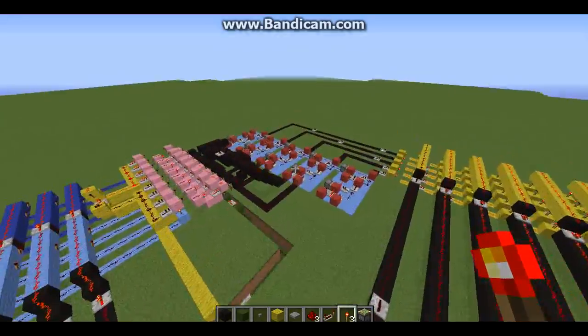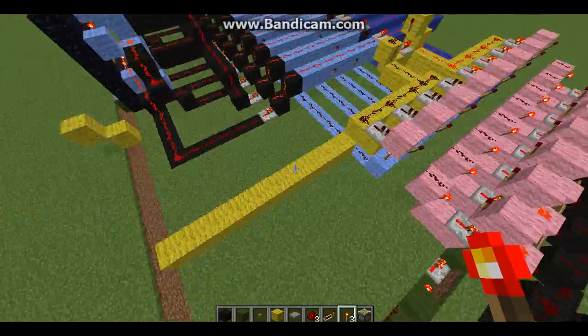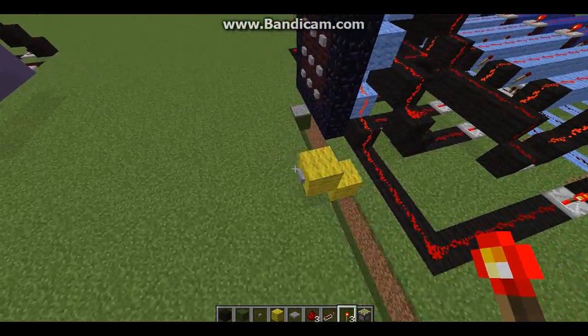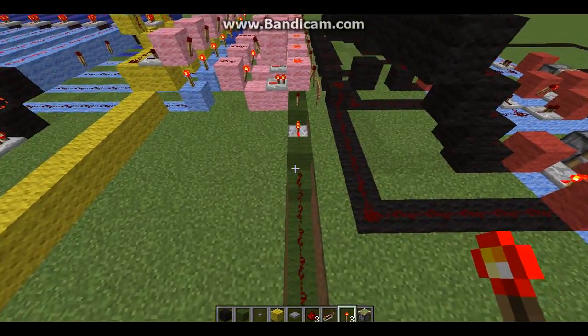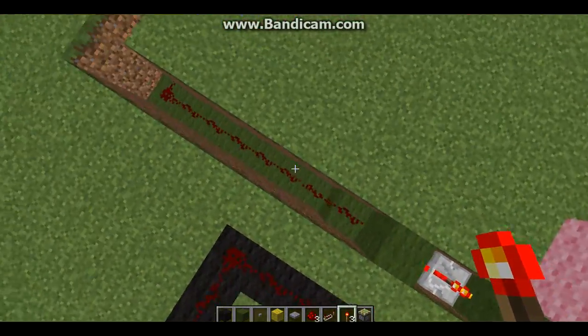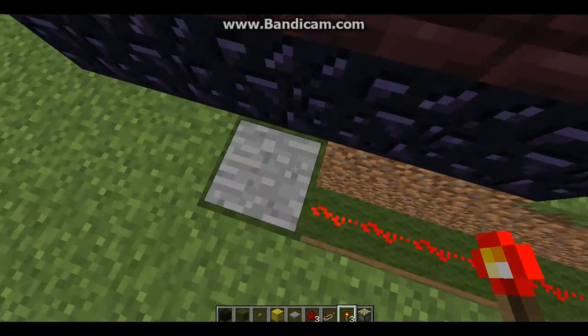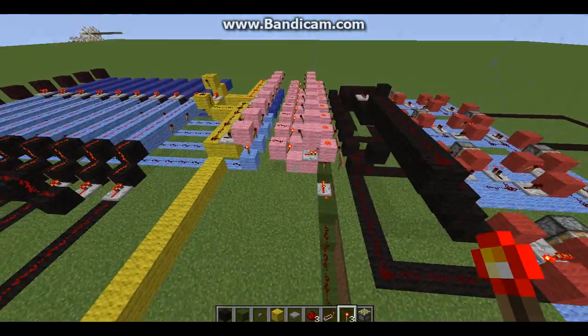But now what we need to do is, this is probably some of the final things, is take the reset or the adding button right here and the reset button connected over to here. So basically all I did is just brought this around to a pressure plate, so when we step on this pressure plate it resets all of those.